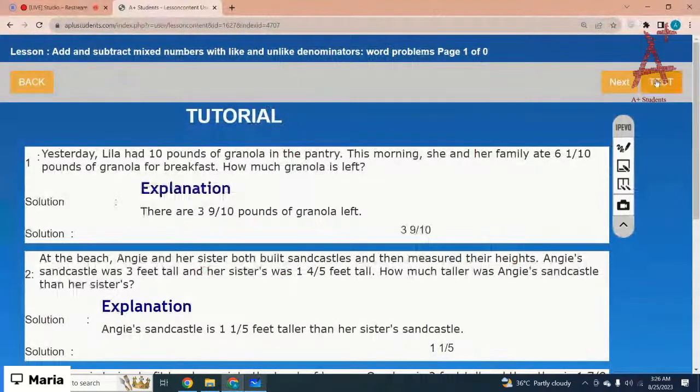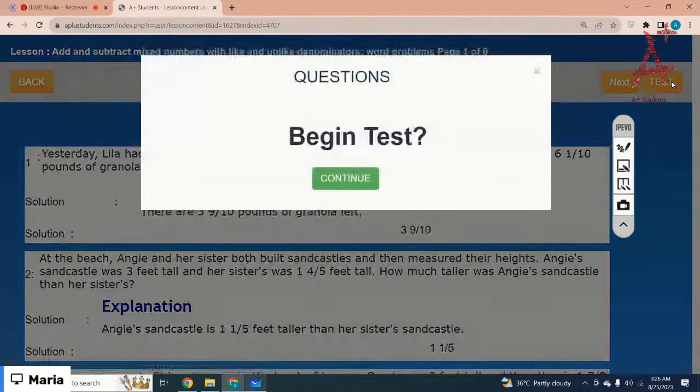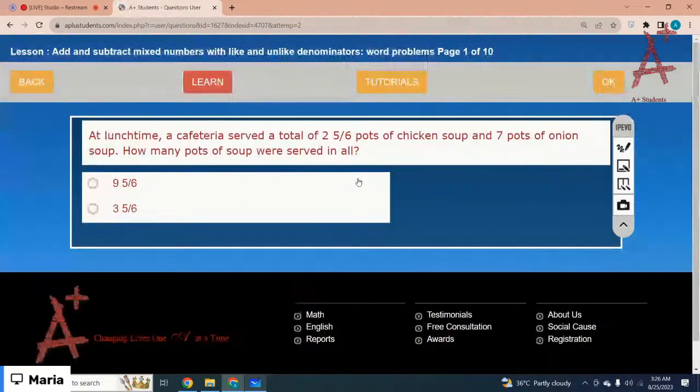Let's just start with the test questions. At lunchtime, a cafeteria served a total of 2 whole 5 by 6 pots of chicken soup and 7 pots of onion soup. How many pots of soup were served in all? So you have to add, right? It's 2 whole 5 by 6.